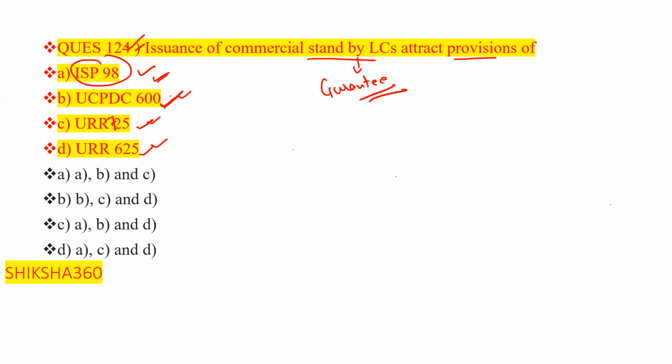UCPDC 600 is also correct. It is applicable on all the LCs that are issued after 1st July 2017. The third one here is URR 725. It is also applicable on that. So this one, and this one.